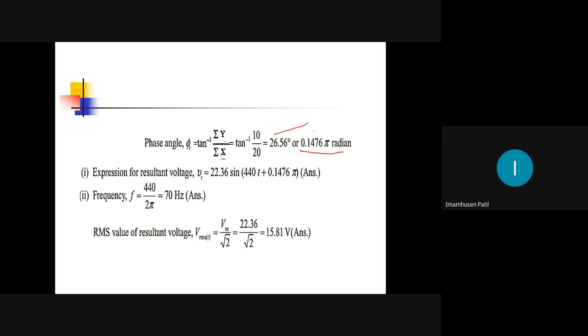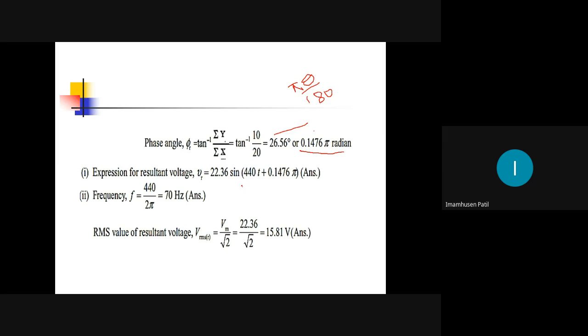To convert degrees into radians, what do you have to do? You divide theta by 180, that is, pi into theta over 180. Pi into 130, this you have to convert. Now this is in radians.